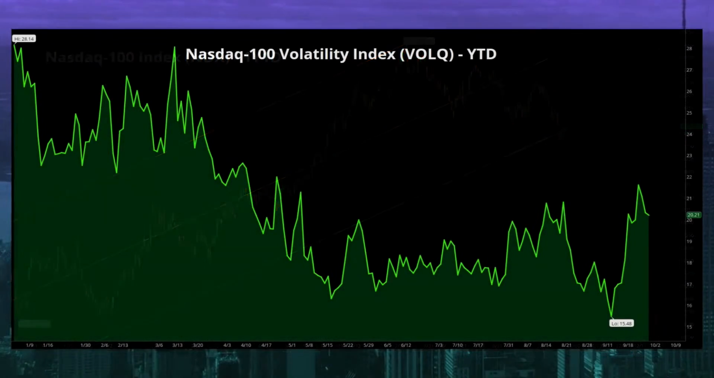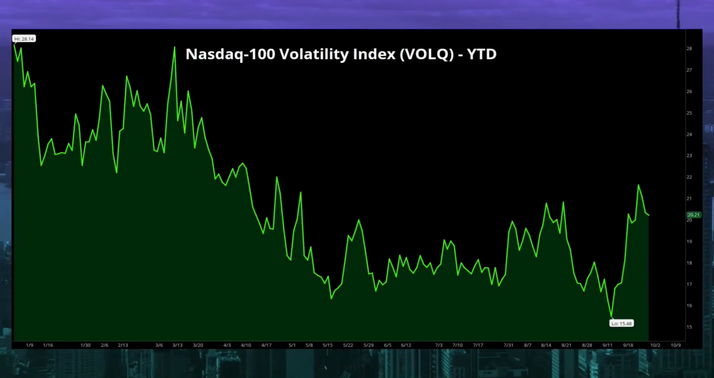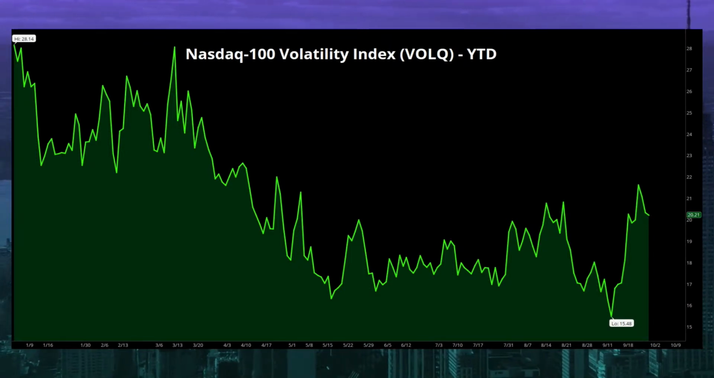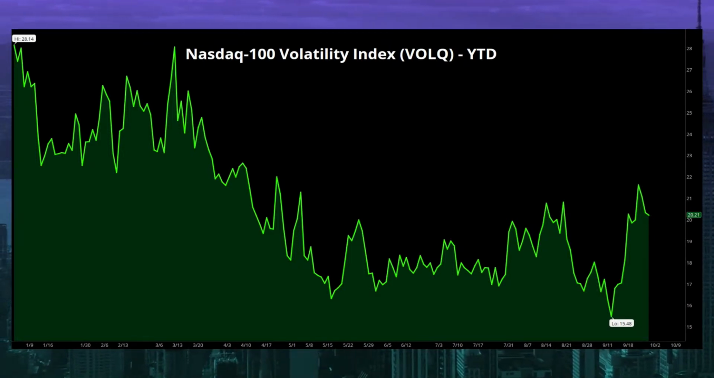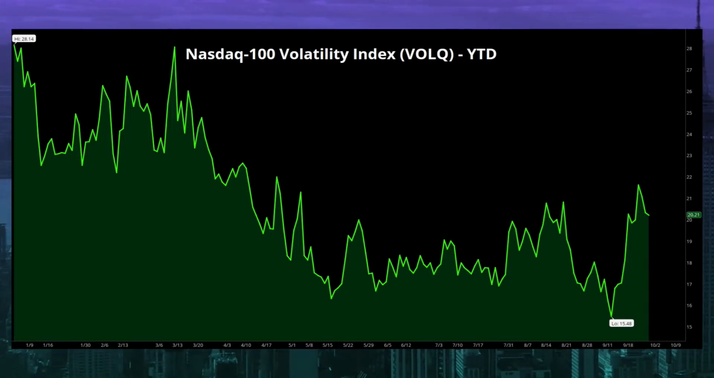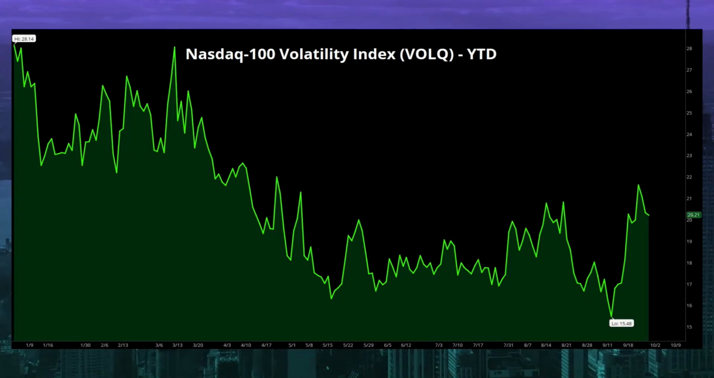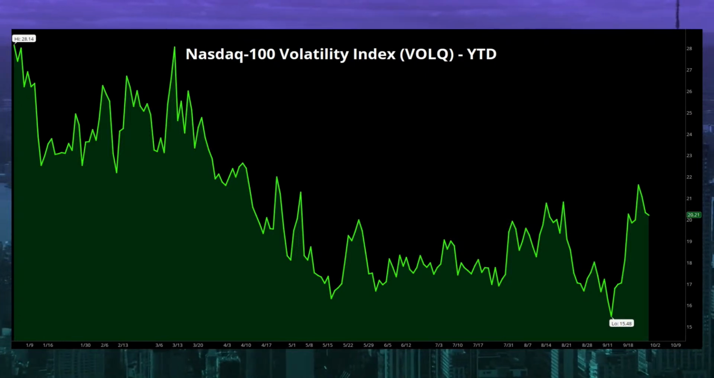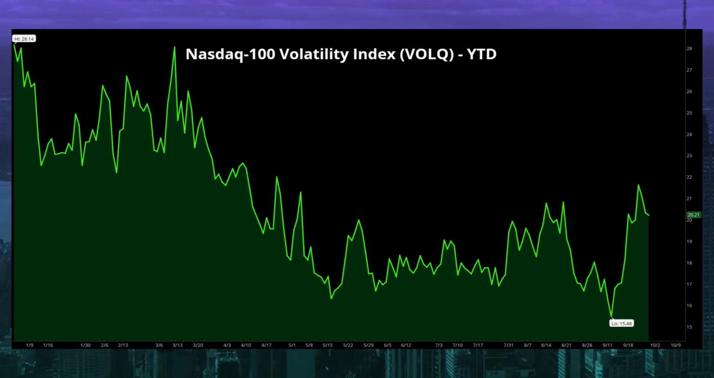As for Vol-Q, steady increase makes sense with earnings season, macro events, and of course, geopolitical tensions, but nowhere near where we were earlier on in the year. So uptick, but not super. Fear is not rampant in this market right now.